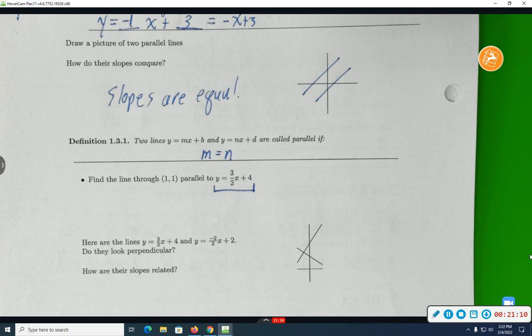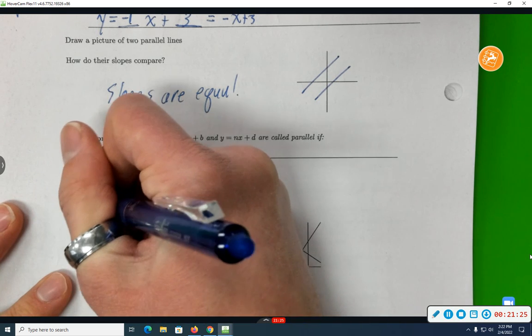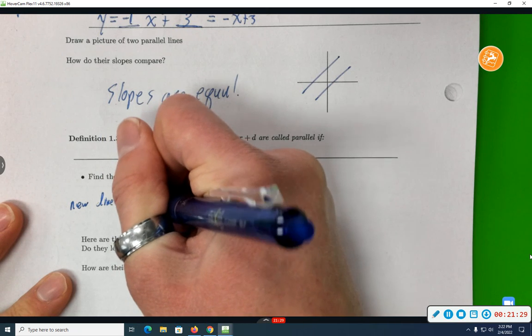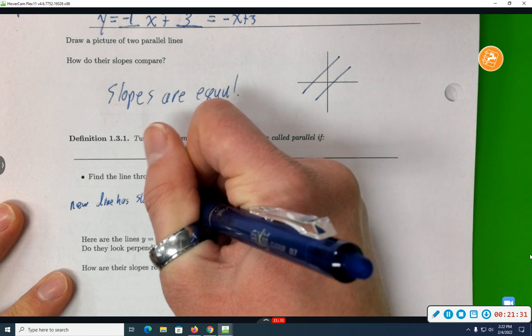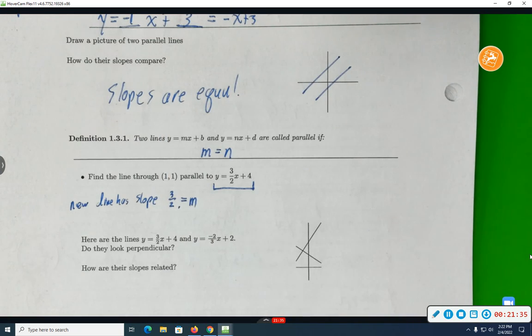So let's try to unpack this just a little bit. If a line is parallel to this line, what can you tell me about the slope of this new line we're looking for? Yeah, it's the same. So this new line has slope 3/2. Oh, cool, but that tells you what the m should be.